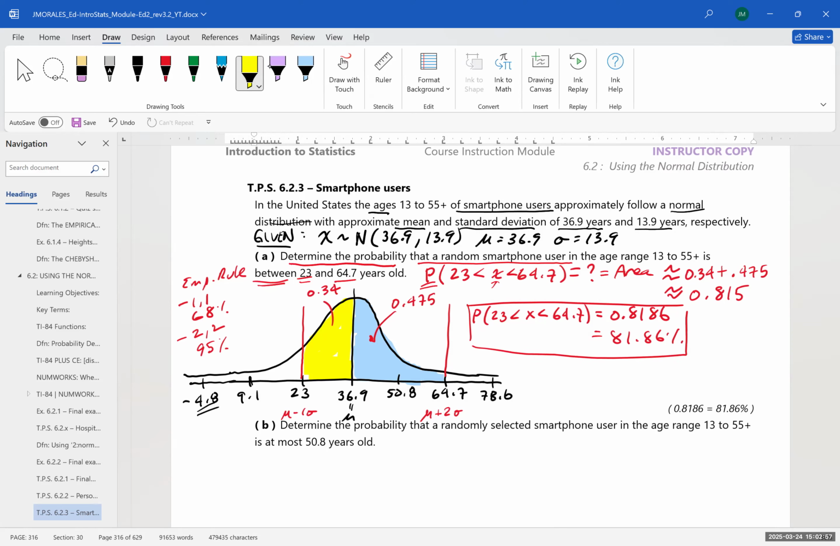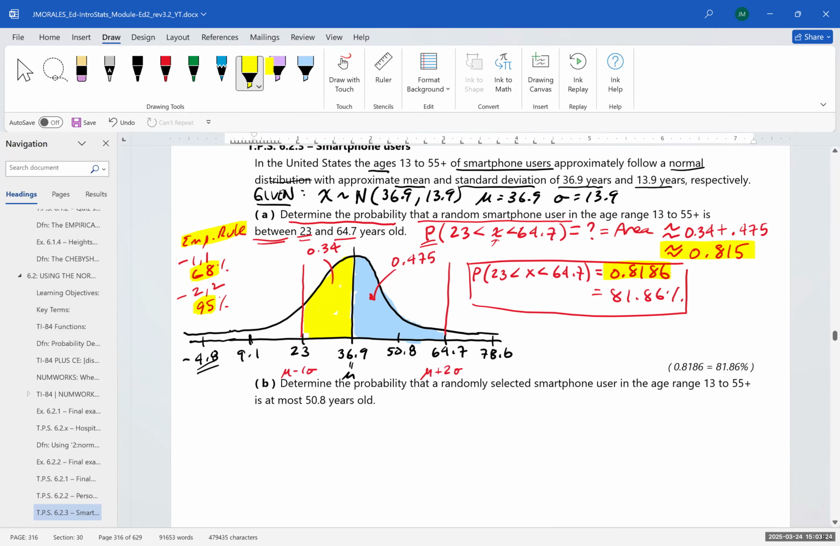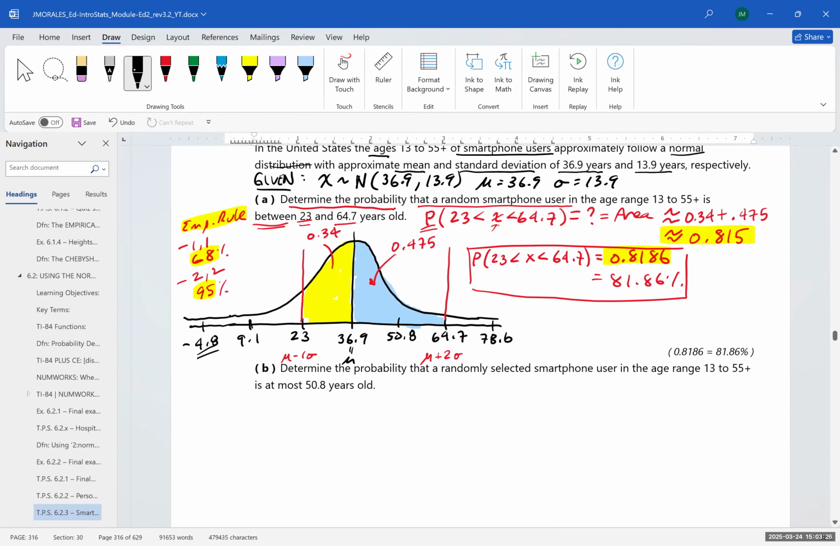So is this value of 0.8186 close to 0.815? Yeah, that's pretty darn close. So with this close approximation, remembering the empirical rule, I was able to deduce what my answer should have been close to and get an idea of what to expect. So that worked out pretty good here. All right, let's look at part B.